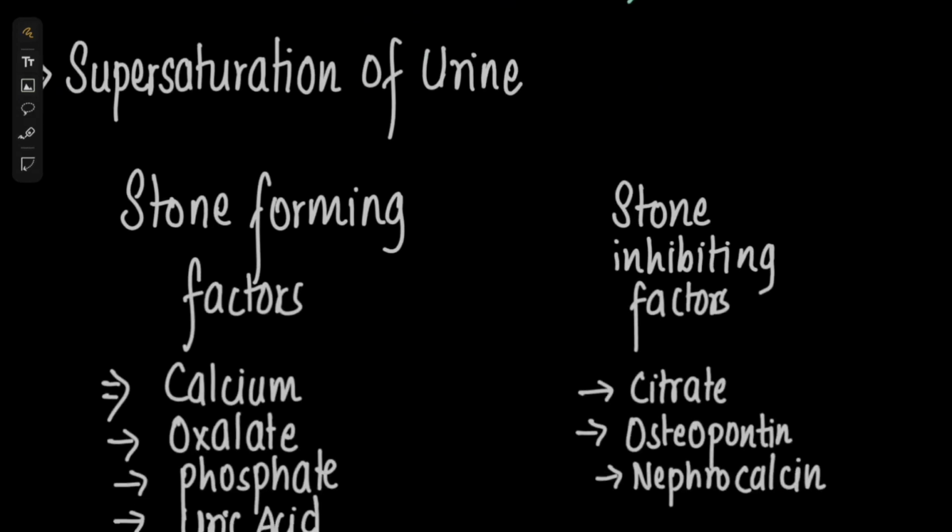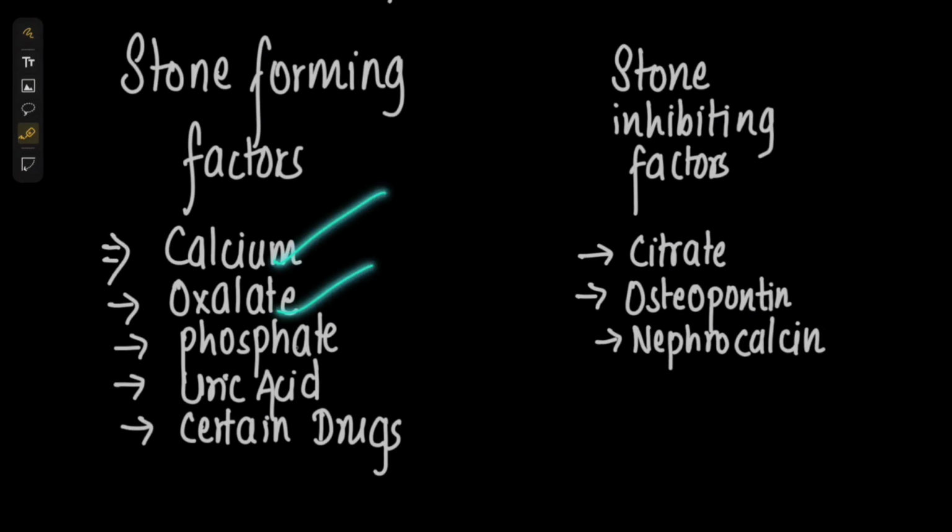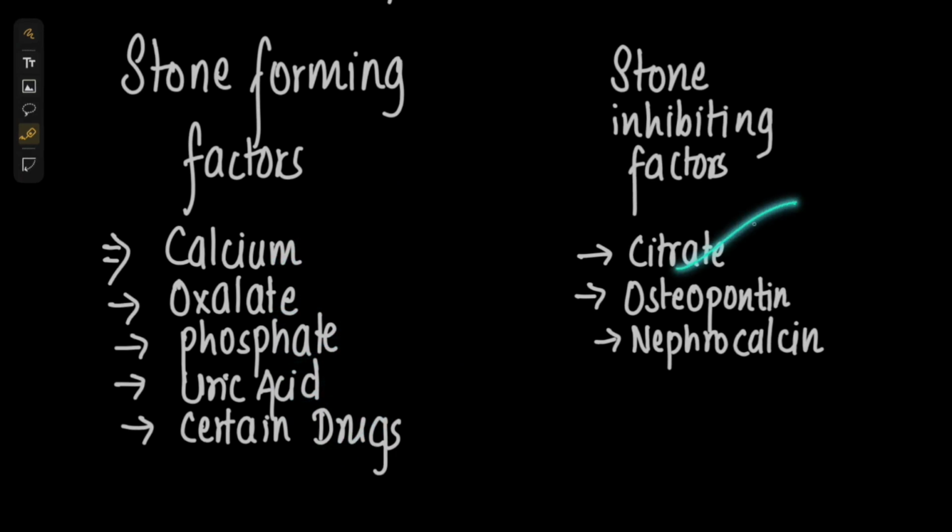of the stone. The factors that help in the formation of the stones are calcium, oxalate, phosphate, uric acid, and certain drugs. And the factor that helps in the inhibition of the formation of the stone is citrate. The major factor is citrate. Besides citrate, there is also osteopontin and nephrocalcin.